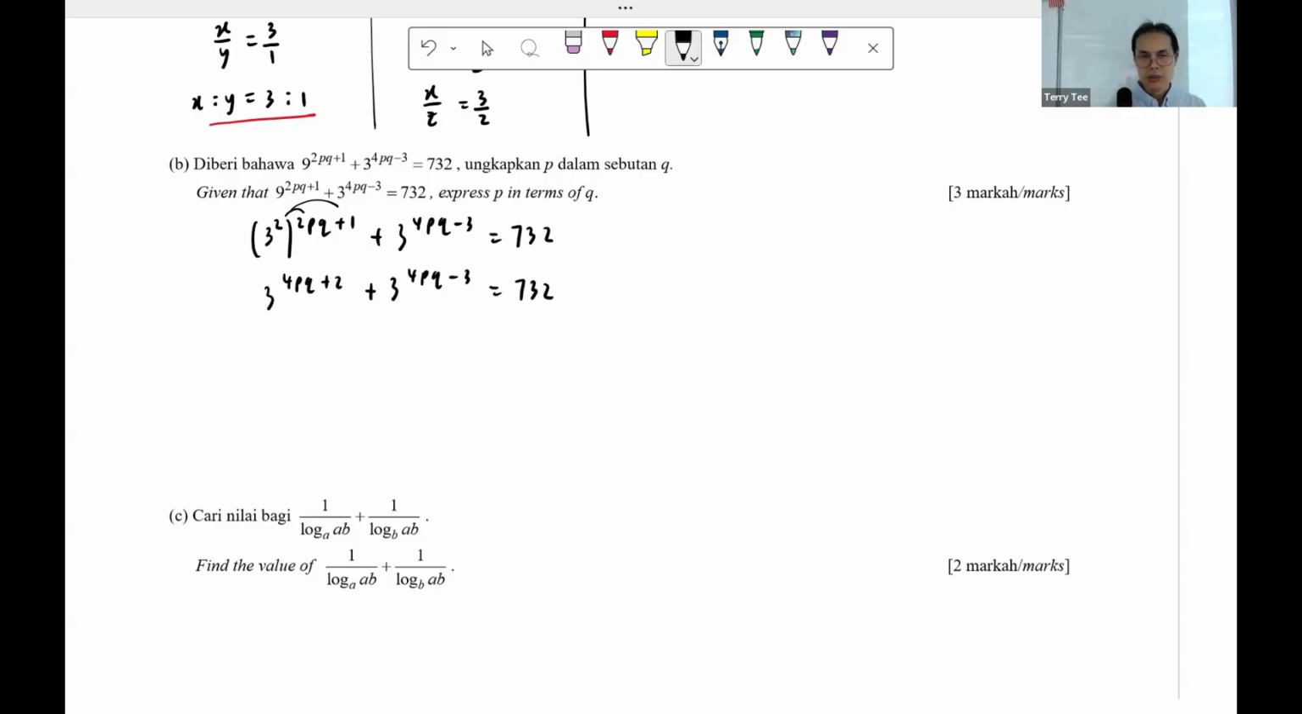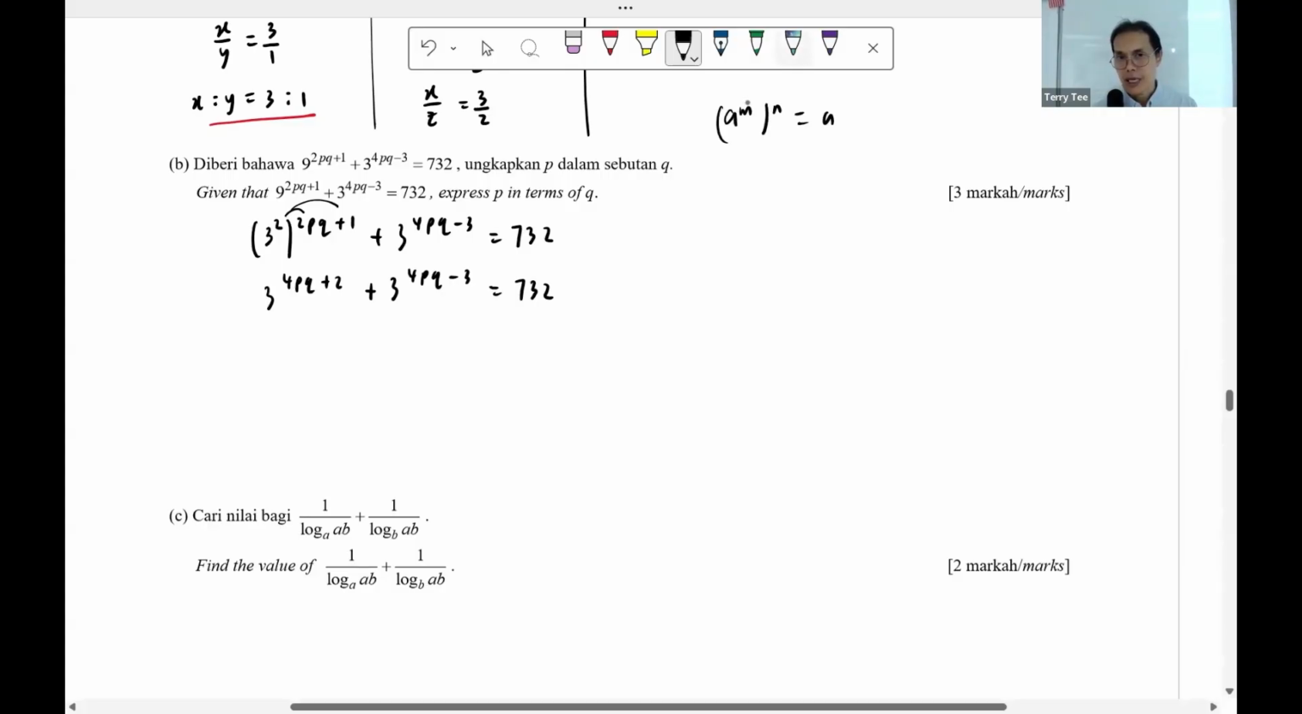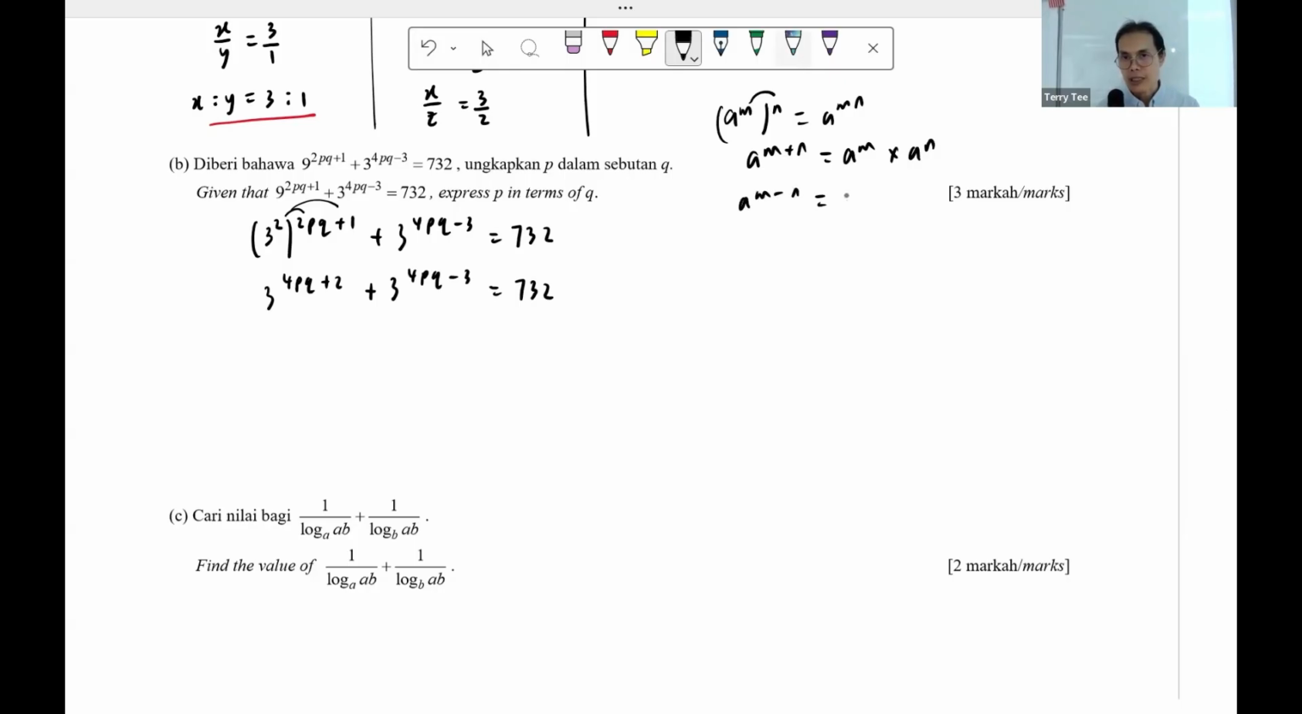The result is 732. Now, remember, if you want to find p in terms of q, you need to get rid of all the base 3. But the problem is, this is 3 power 4 pq with a plus 2. This is 3 power 4 pq with a minus 3. So we know from the laws of indices, like just now when I explained, I'm using the third law of indices. Remember, when you multiply this, you can times in, you get mn. If you plus, you break up, this one becomes multiply. When you minus, you break up, becomes divide.